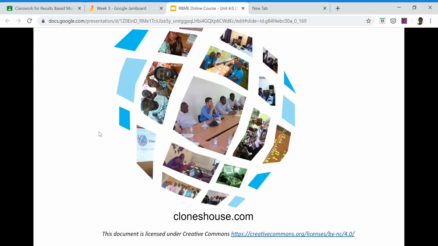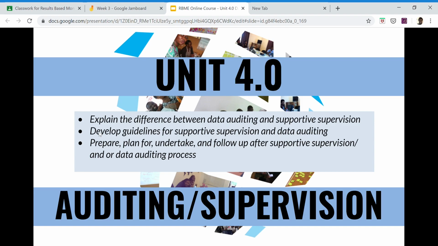So in this unit, we will be trying to make sure that we are able to explain the difference between data auditing and supportive supervision. The two different things is important. Also be able to develop a guideline for supportive supervision and data auditing, then also to prepare a plan to undertake follow up after supportive supervision or data auditing process. So this unit is about supportive supervision and data auditing.